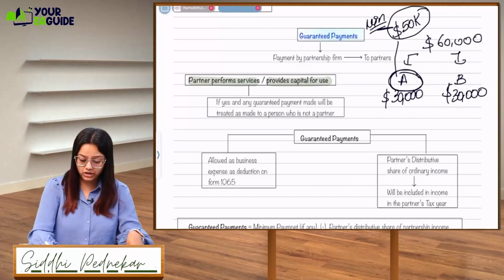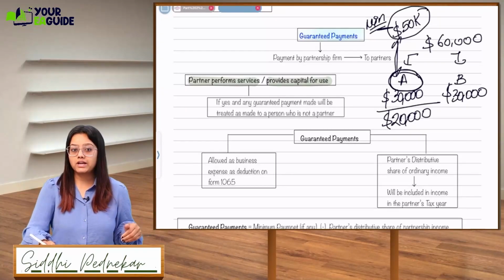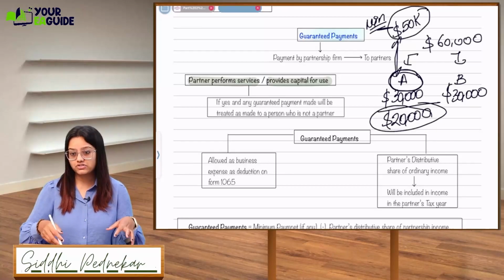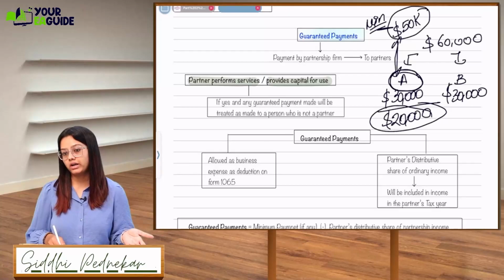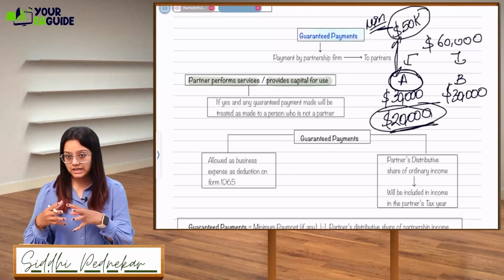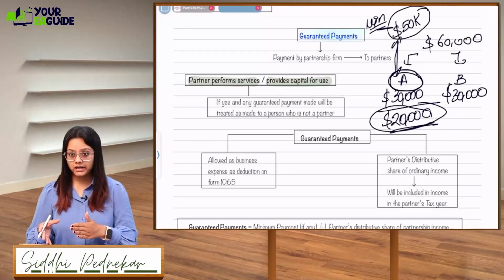So can I say whatever is the remaining 20,000 which a partnership firm will have to extra pay, right? This 30,000 is straight away coming from the net earnings, but the 20,000 extra the partnership firm has to pay from the pocket. This extra 20,000 is called a guaranteed payment. Now you guys are clear what the difference is between the minimum payment and the guaranteed payment, right?